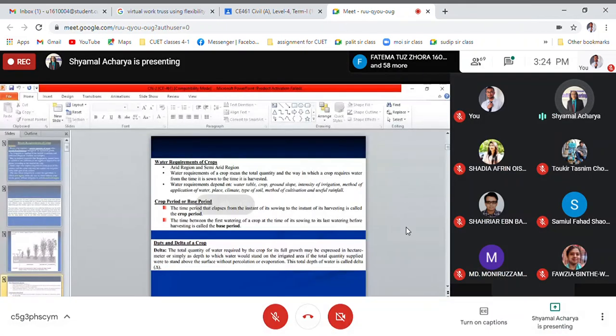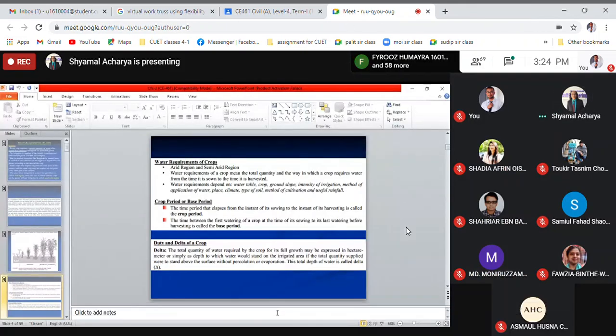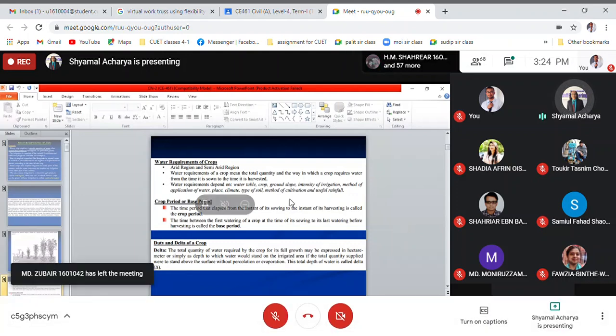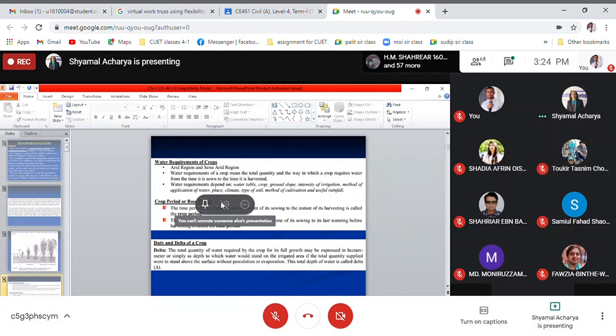Duty and delta of a crop. These are two new terms. One is duty, another one is delta. Delta is the total depth of water. It may be expressed in hectare meter or simply as depth, or simply meter.